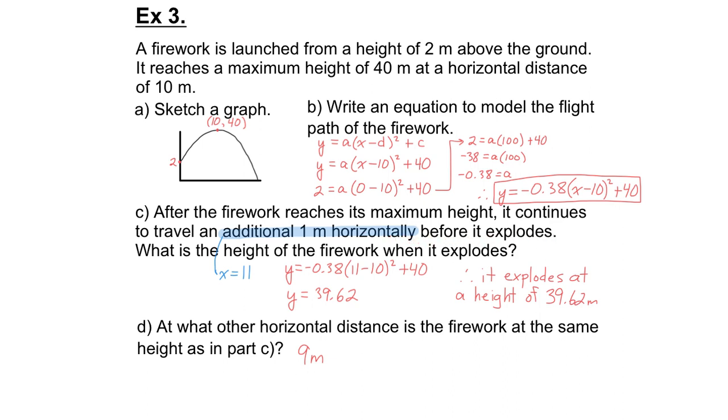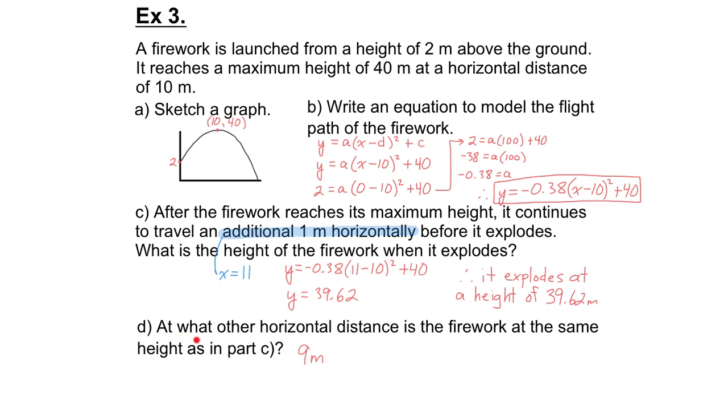After the firework reaches its maximum height, it continues to travel an additional 1 meter horizontally before it explodes. Now, if you're adding 1 meter to the distance at which it reaches its maximum height, well, that was 10 meters. You're going 1 more meter. That's a value of 11. So when x is 11, put that in the equation, find the height. It was 39.62 meters high when it exploded.